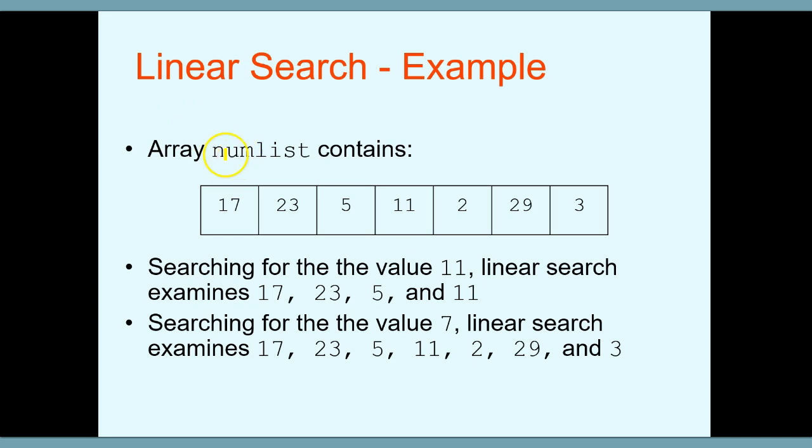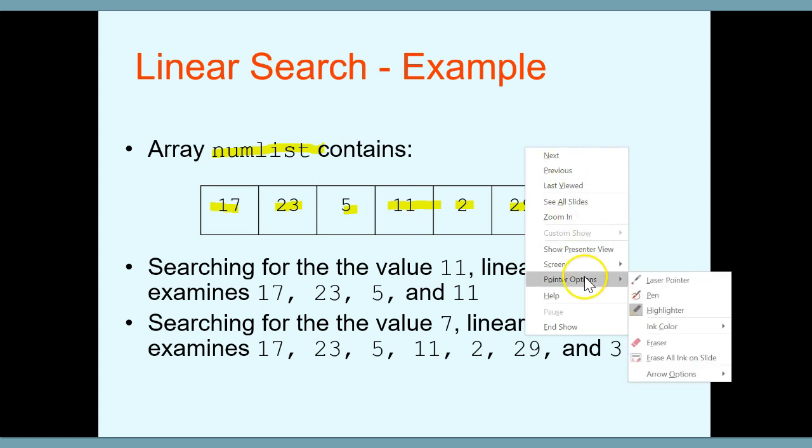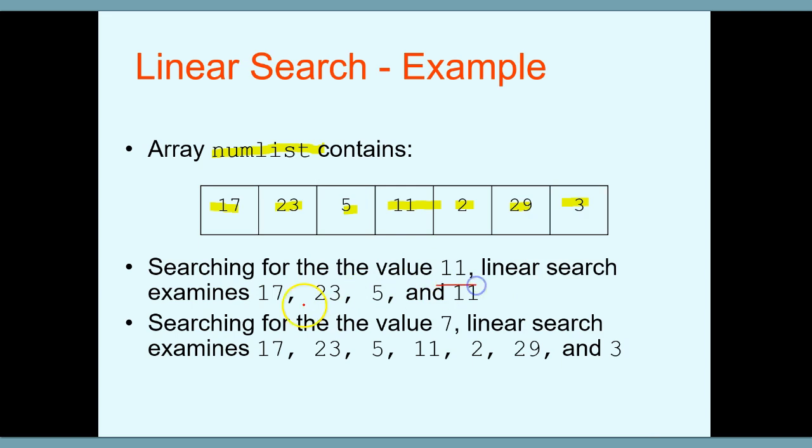Let's suppose that an array called numList contains 17, 23, 5, 11, 2, 29, and 3. If we were searching for the 11, then we would have to examine the first element, the next one, the following one, and the one after it, at which point we would have located the 11. Oh, sorry, 3 was 11. There's 11. Yeah, good call. Depending on how you implement it, if there were two 11s, it would just give you the location of the first one. Yeah, that's a really good call.